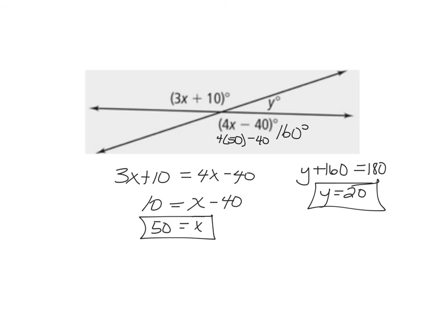If I wanted to, I could put x in up here as well. 3 times 50 is 150, plus 10 is 160. And as a matter of fact, I can also figure out how much this angle is across. y and that angle are vertical, and if y is 20, then this one is 20. So I can find out lots of different things.